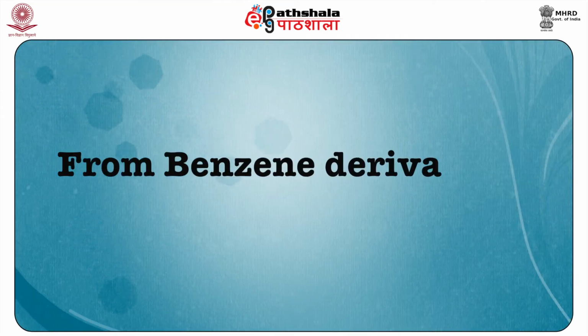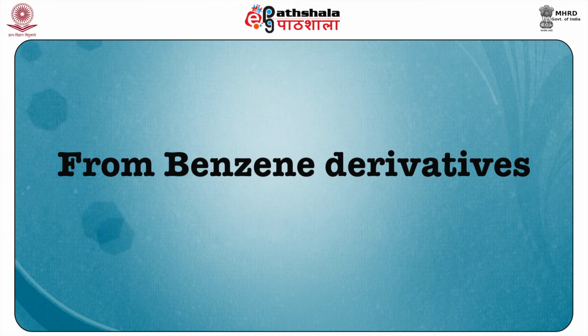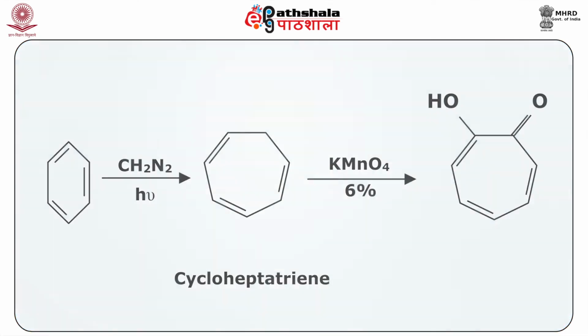Now, another method to produce tropolones or tropone is from benzene derivatives. The ring enlargement of benzene derivatives has been accomplished by a reaction with diazoalkanes. The reaction of benzene with diazomethane takes place under the influence of ultraviolet radiation, and the cycloheptatriene that is yielded from benzene is then oxidized to tropolone by using potassium permanganate. So we can have a tropolone derivative starting from benzene itself in just 2 steps of reactions.